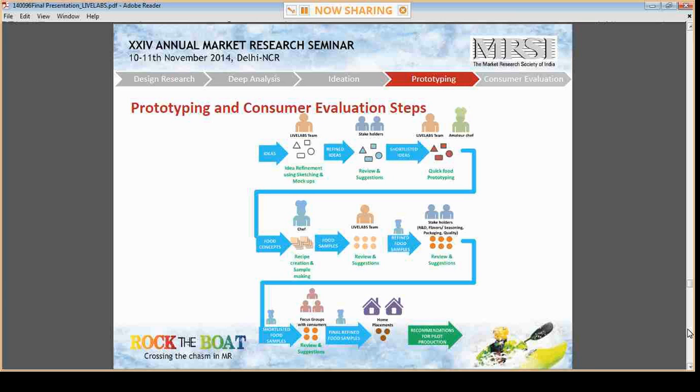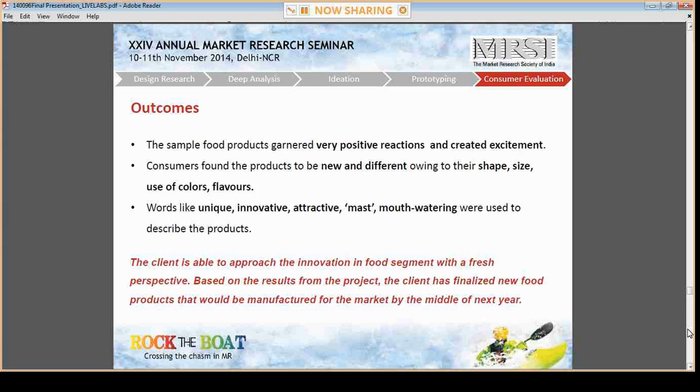This then goes to the stakeholders and the consumers for evaluation, for their feedback, based on which we again make the changes, make iterations, and all the samples go for home placements, and then for the pilot production, actually tasted and validated food samples.